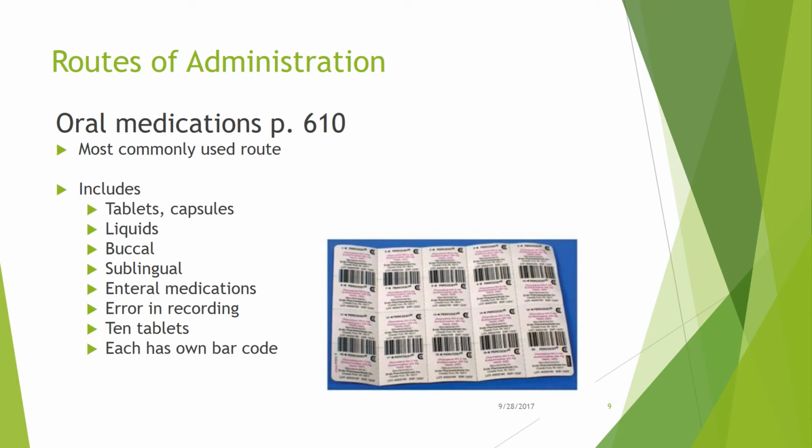So we're going to look at the first route, oral medications, because this is the route that we give most medicines. In your textbook on page 610, it talks about the different types of oral meds, and it starts off with capsule, and we usually don't call them pills anymore. We call them tablets. Liquids can go oral. Buccal, the side of the mouth. Sublingual, we talked about the nitroglycerin. That's one that we give a whole lot sublingual.